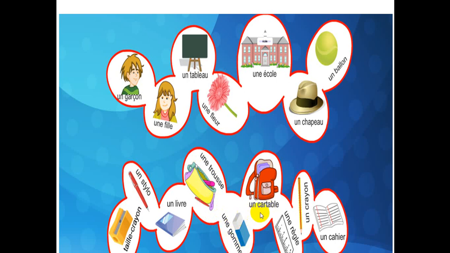Un cartable means a school bag. This word cartable we use only for school bags, not for other bags. If you are talking about other bags like a handbag or something, we can use the word sac for that. And sac is also a masculine noun. Une règle is a ruler. Un crayon is a pencil. And the last one is un cahier, which is used for notebook.